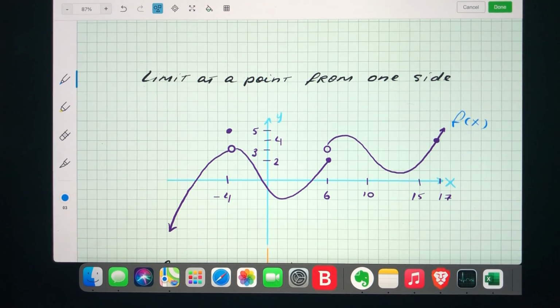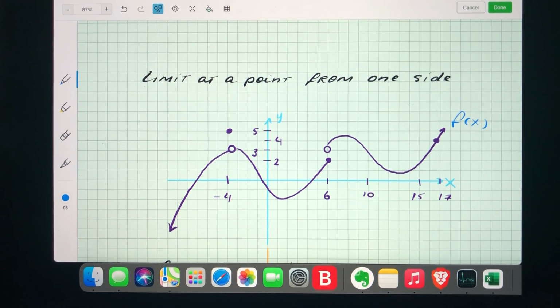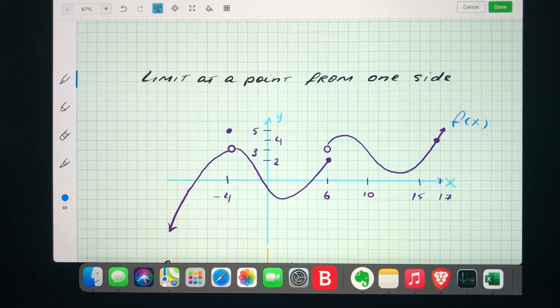Hello, in this video, let's talk about the limit at a point from one side. Before, we have looked at a limit at one point from both sides. In order for a limit to exist, it has to be true from both sides. It has to be the same value.